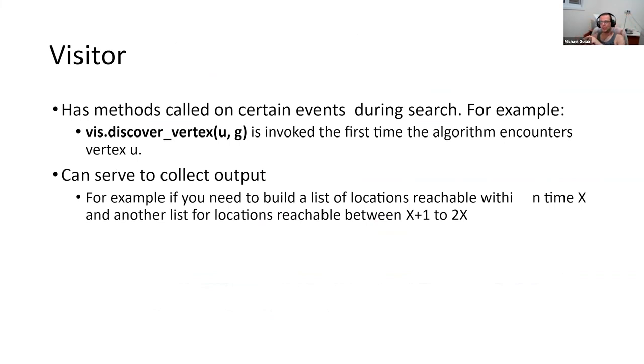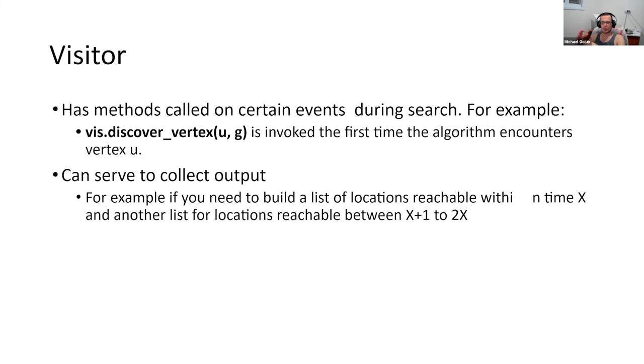In theory, remember there was a parameter called visitor. It's a very cool parameter. In fact, Dijkstra is implemented as a visitor of BFS. Okay, nice, right? So a visitor has methods that are called when certain events happen: when you first discover a vertex, when you finalize a vertex, and everything in between.